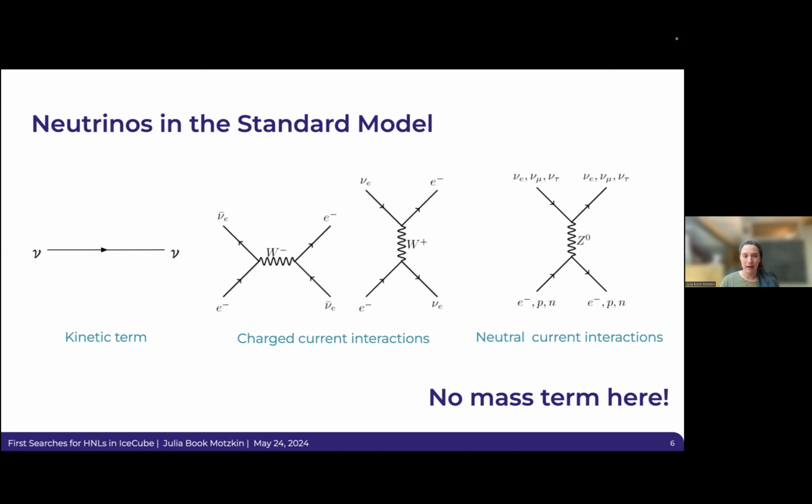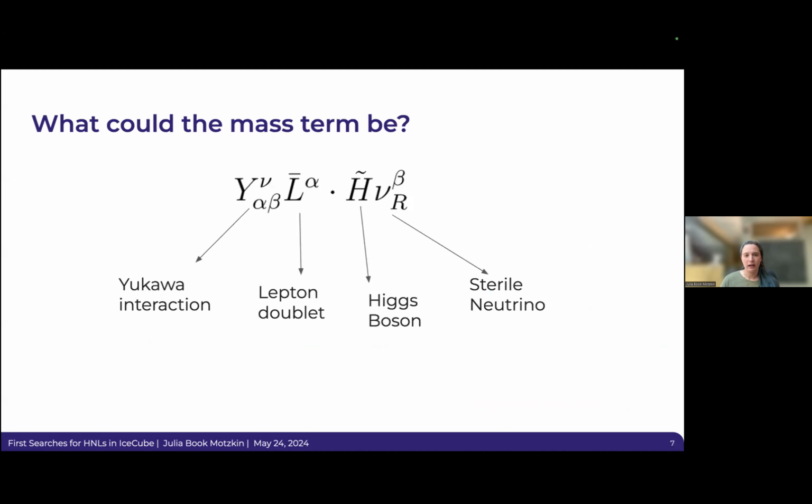And if you want to give them mass, the first natural choice is to include a mass term that looks something like this, which is similar in structure to the mass term of every other particle that we know about. From left to right, you have a Yukawa interaction. That's the interaction that actually gives the particles mass. Then you have the lepton doublet. So that's the neutrino in its flavor state with the charged lepton, either an electron and an electron neutrino, a muon and a muon neutrino, or a tau and a tau neutrino. You have your Higgs boson, which is a byproduct of the Yukawa interaction. And you have a sterile neutrino.